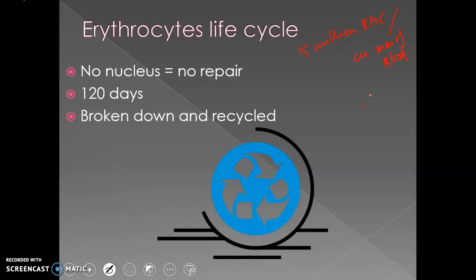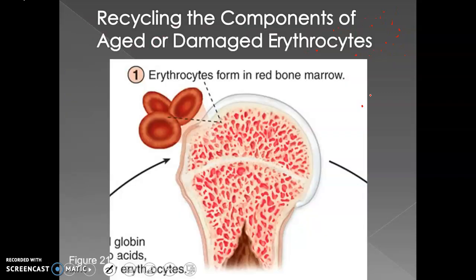As I mentioned before, RBCs lack a nucleus and no other organelle, so they lack everything. Therefore, in case there is damage, the RBCs cannot repair themselves. Therefore, that makes RBCs have a very short lifespan of about 120 days, and they are in circulation for about 120 days. After that, they are broken down and recycled. So let's look into the life cycle of RBC.